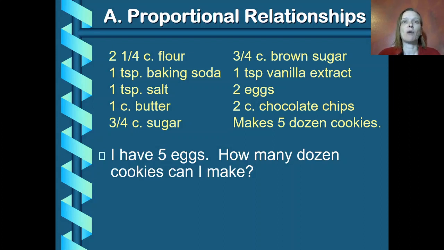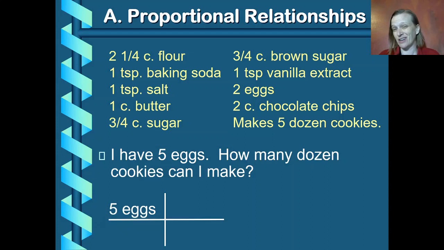But I want to show you a systematic method that works for any recipe, even a chemistry recipe. And it's going to involve conversion factors. So you may already realize that you can make 2.5 recipes if you've got 5 eggs. And 2.5 recipes would be 2.5 times the 5 dozen cookies. So you would be able to make 12.5 dozen cookies.